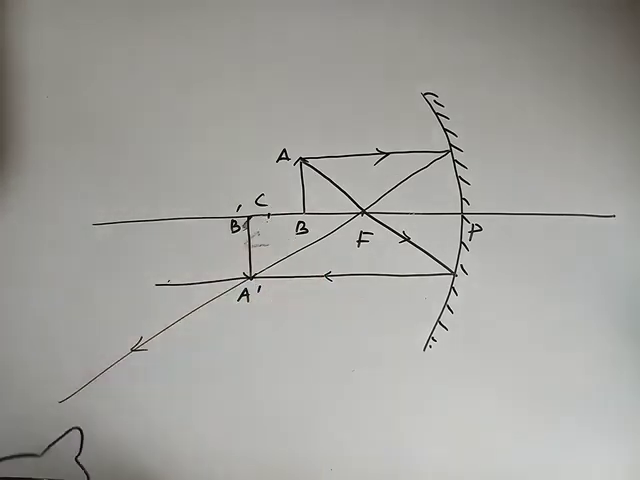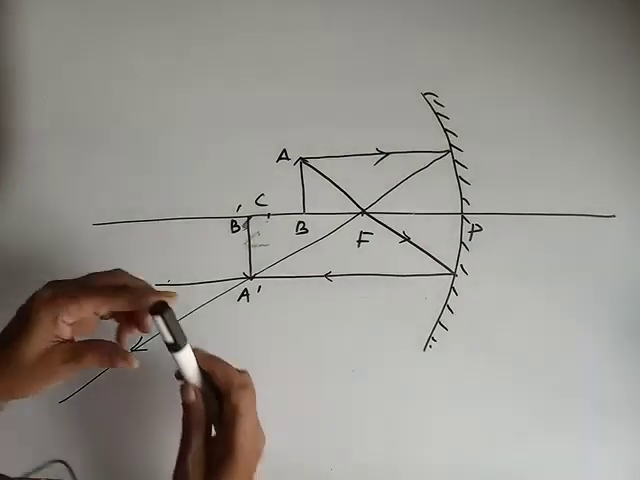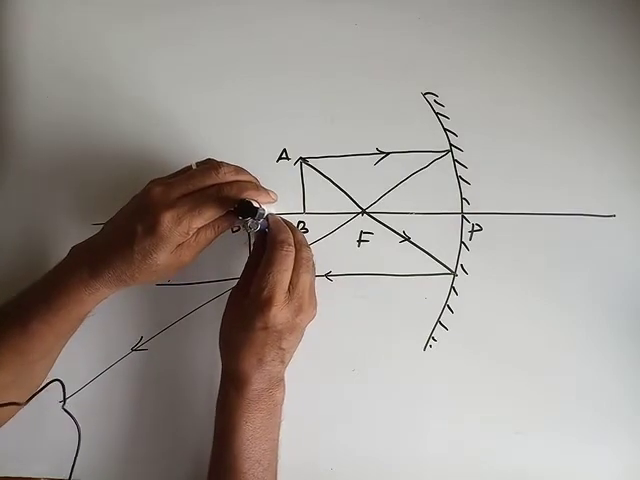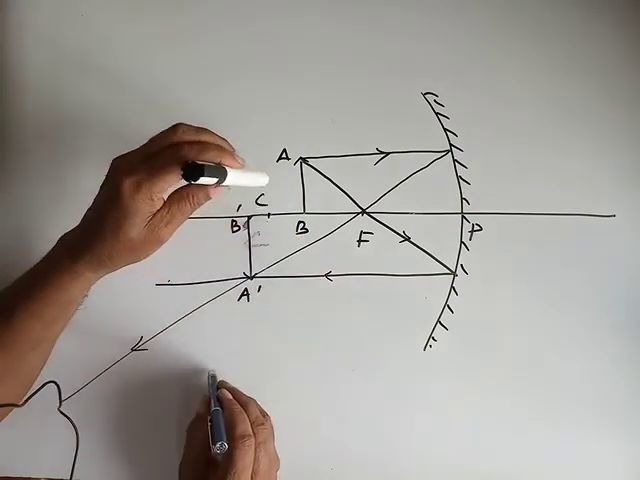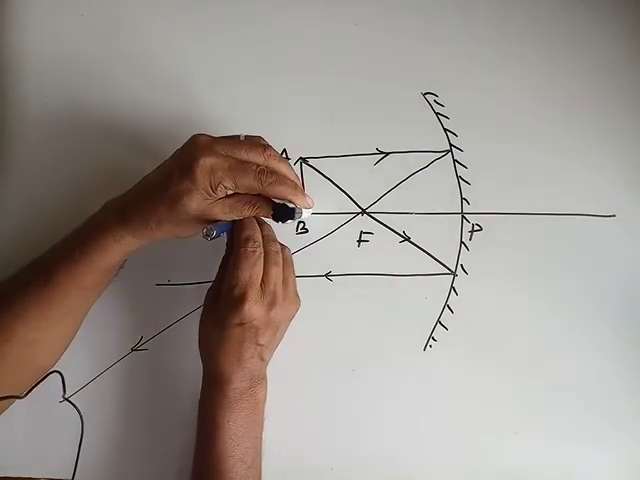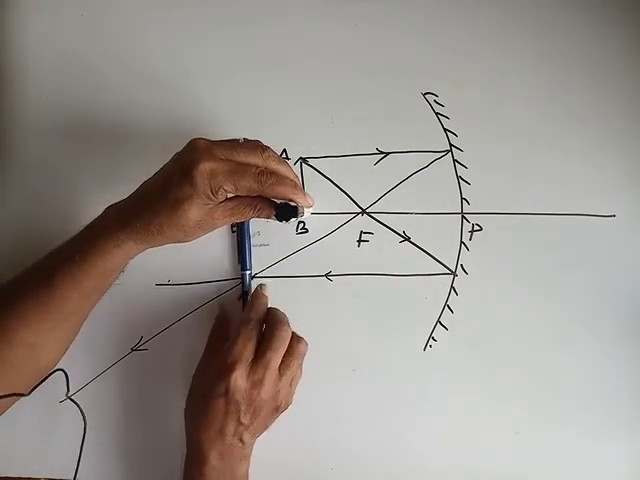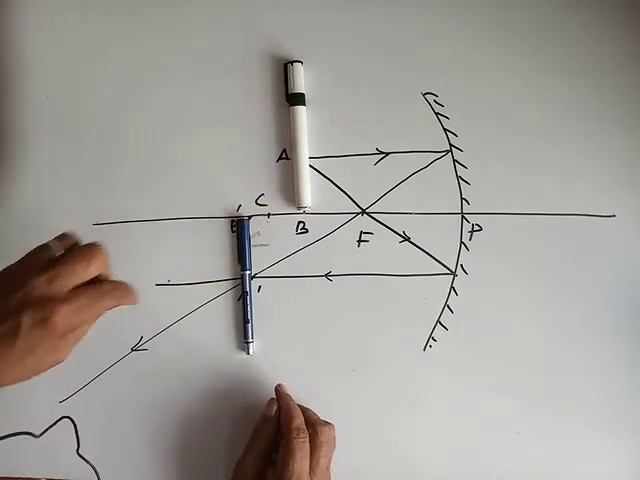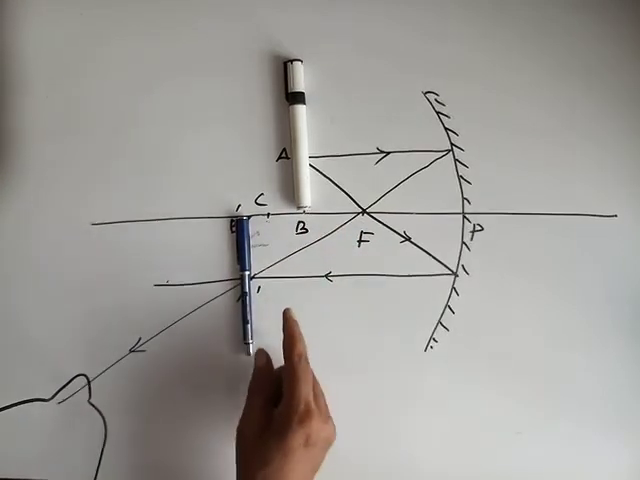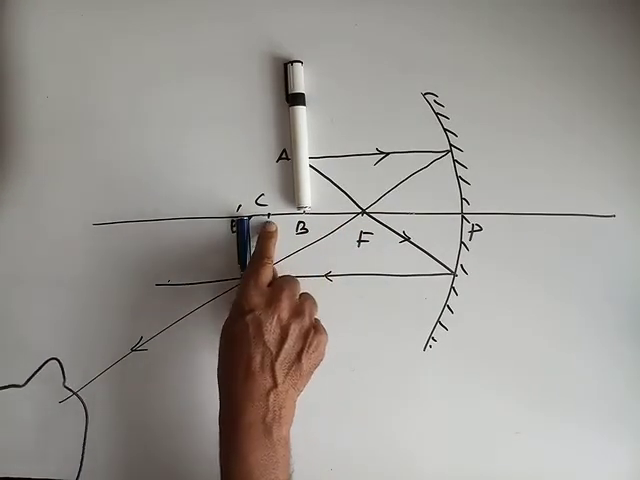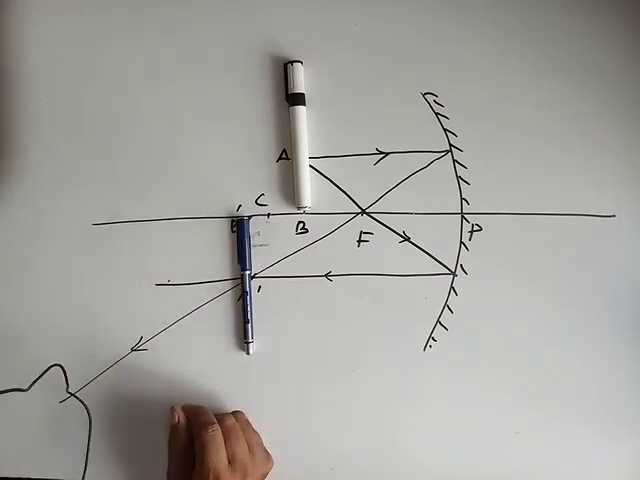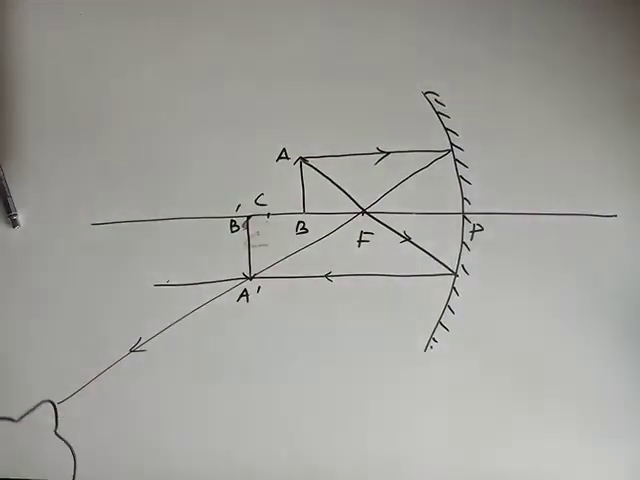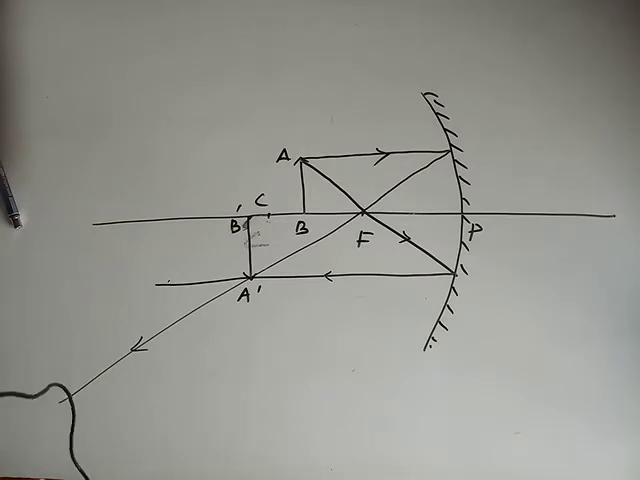When the object was at C, the image was also at C. We have just seen that in the previous figure. When the object is kept here, the image is here. We can compare like this: this is the object and this is the image. The object is in between C and F, and the image is beyond C, the center of curvature. This is the image, and it is inverted. Real images are always inverted, so they are never erect. You have to keep this in mind.